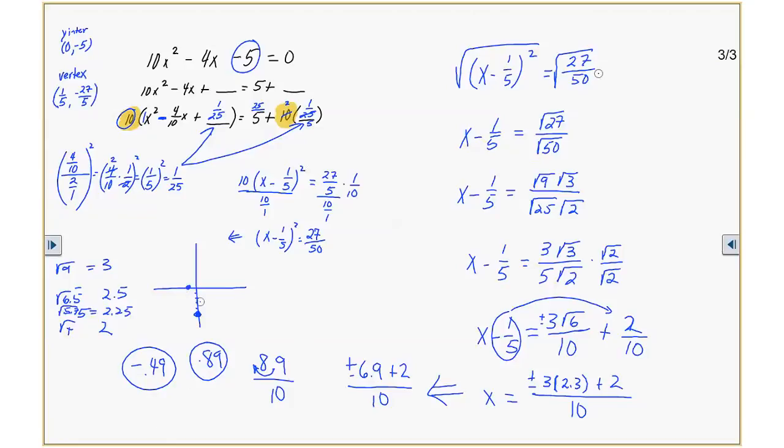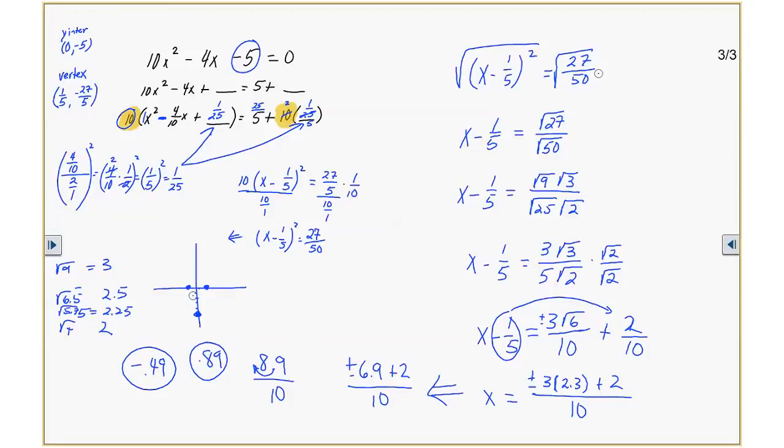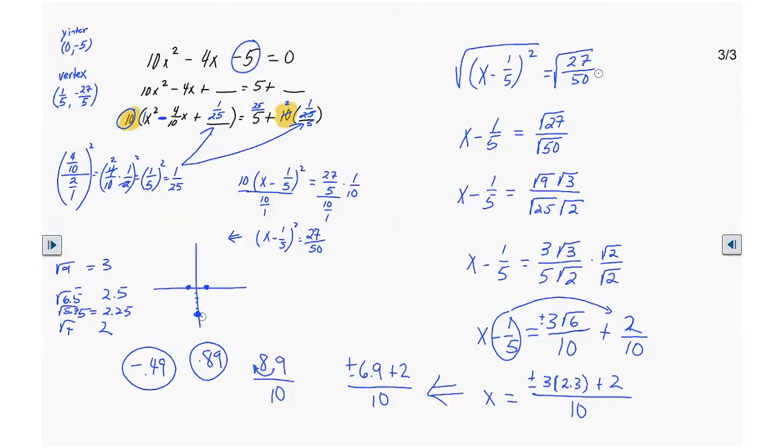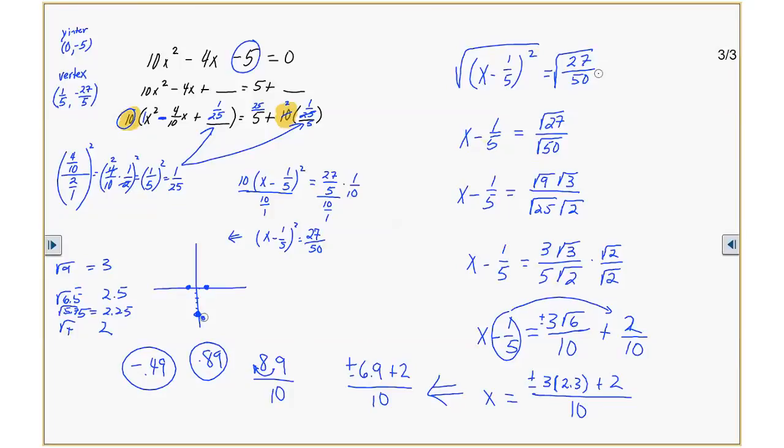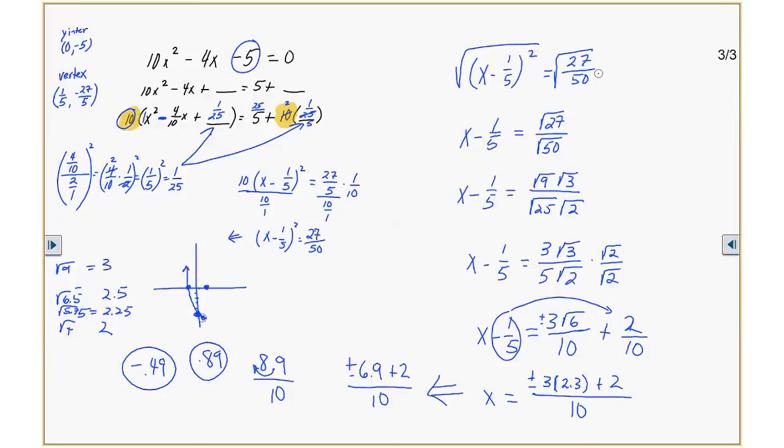Dang old 1. And our vertex should be in the fourth quadrant. It is 1/5, which is right here. And then negative 5 2/5, which is 5 4/10, which is 5.5, somewhere down here. Yeah, it's got to be below. Look at that. Everything lines up. That's right.